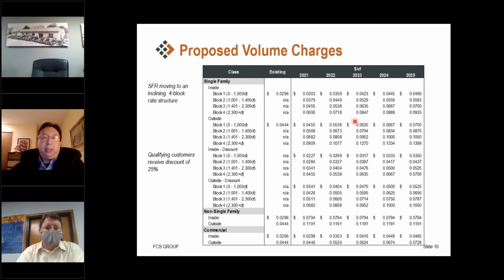And then for single family and commercial customers, we're recommending that those two classes phase into their cost of service over a 3-year period. And that's why what we see here is a ramp up in terms of their relative costs for volume charges, as well as for the fixed charges.